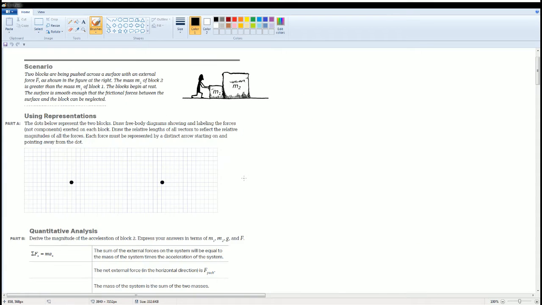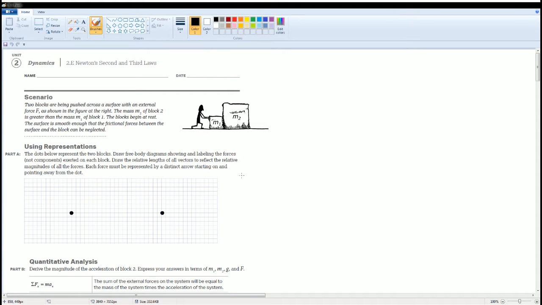Welcome to the AP Physics Workbook solution. Here we have Unit 2, Dynamics. The section is 2.E, Newton's second and third law.